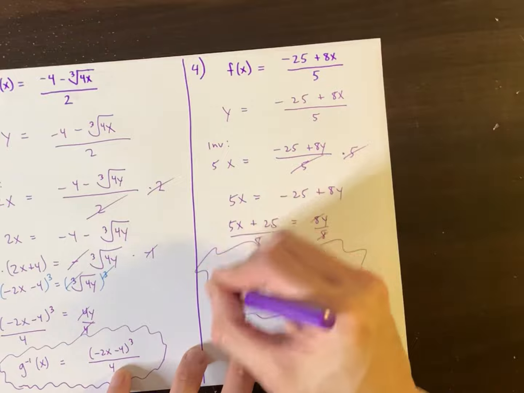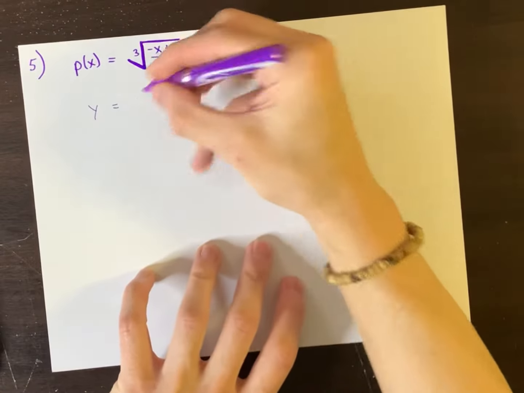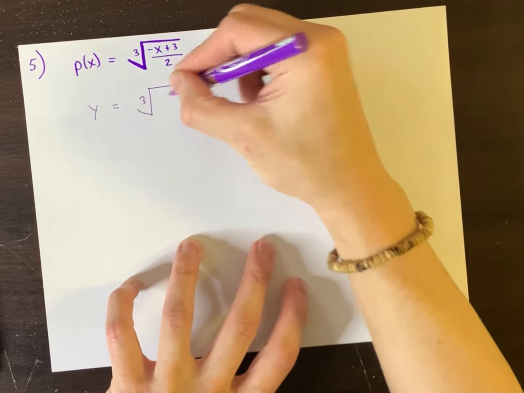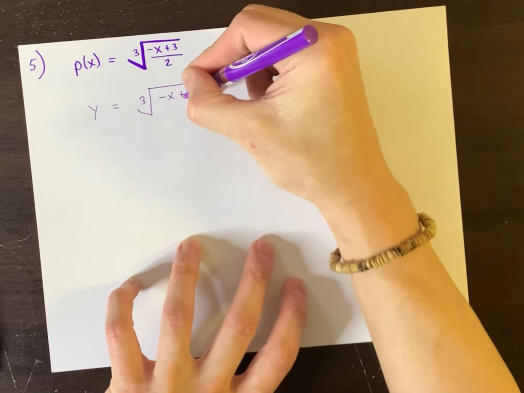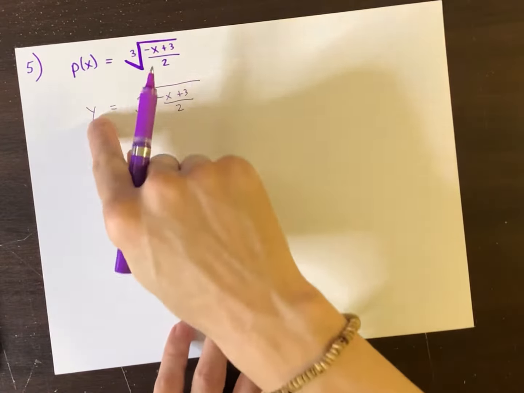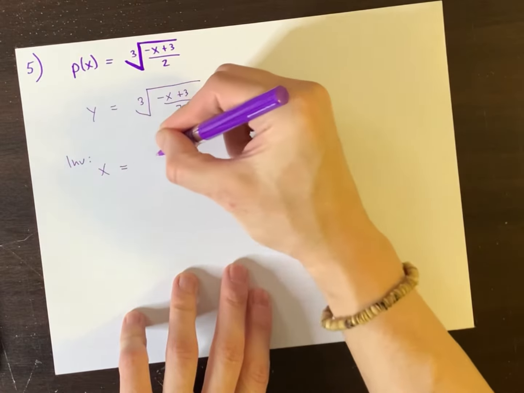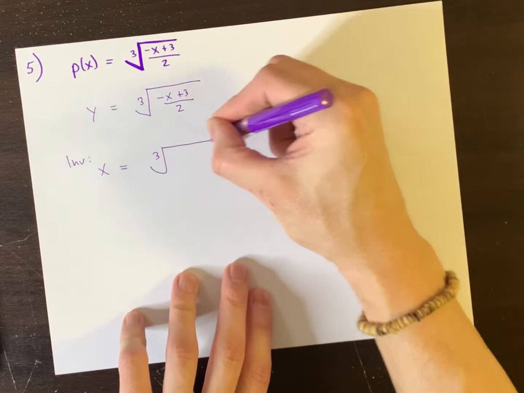And let's finish this video with number 5. Number 6 from the homework, we will do something like that in class next week. So for now, let's conclude the video with number 5. Pretend that says y, and then we do the inverse by switching all x's for all y's.